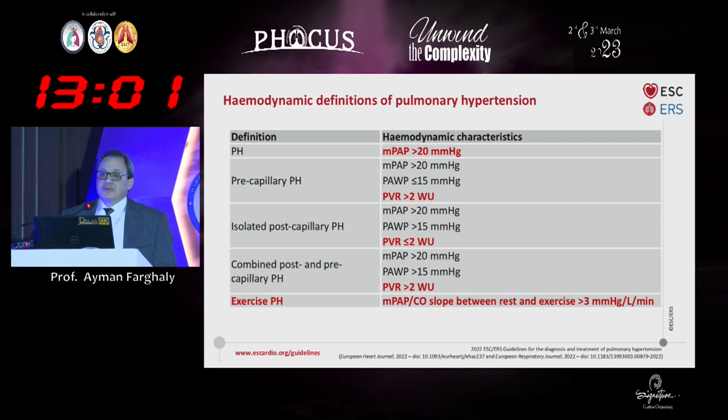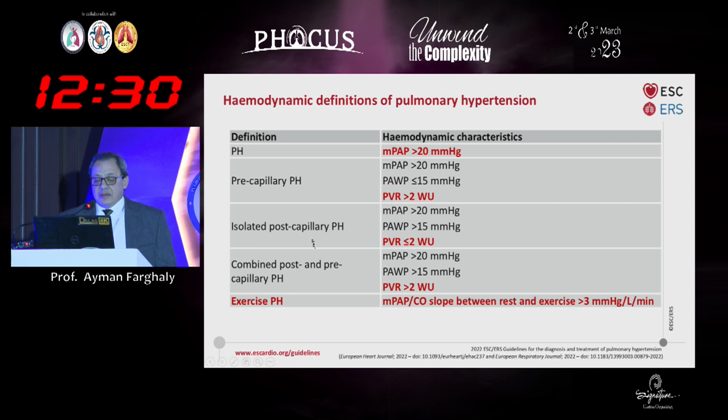And as I told you, the definition now came to mean pulmonary artery pressure above 20 millimeters of mercury. In order to be pre-capillary, we need the pulmonary artery pressure to be above 20 and the wedge to be less than 15. And as we said, PVR never lies, so we need the PVR to be high. The absence of increased pulmonary resistance actually denies the presence of pulmonary arterial hypertension.